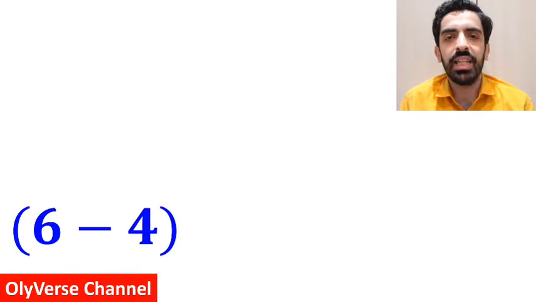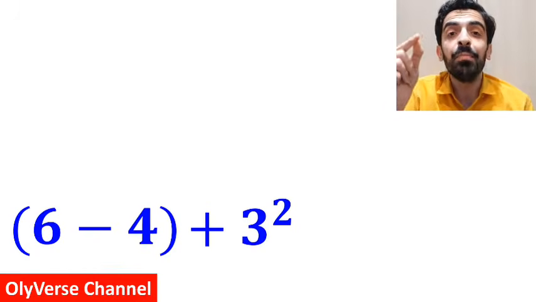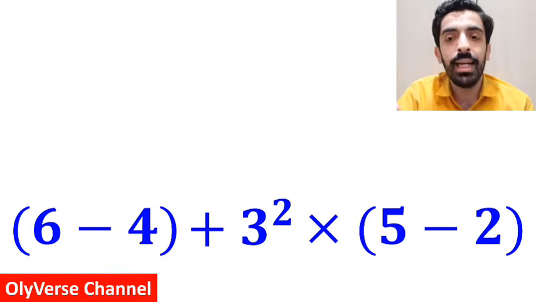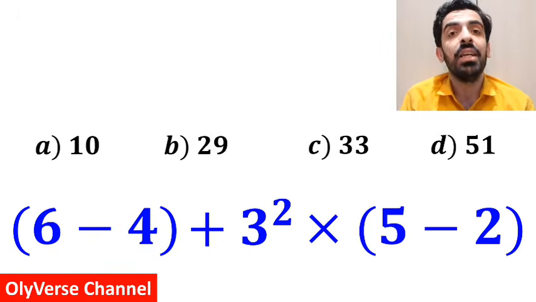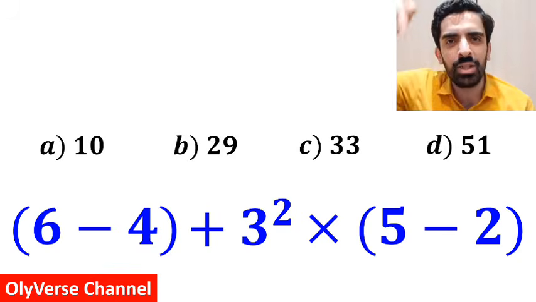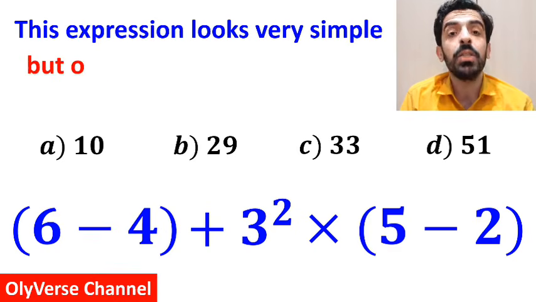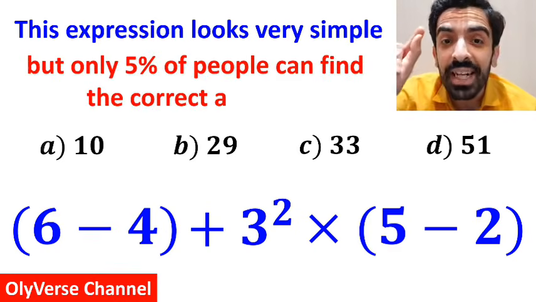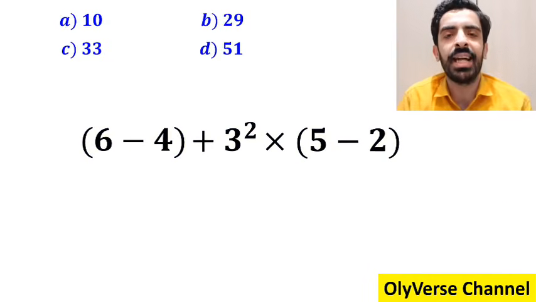What is the value of the expression (6 - 4) + 3² × (5 - 2)? Which option do you think is the correct answer to this question? This expression looks very simple, but only 5% of people can find the correct answer. Let's go step by step and solve it together.